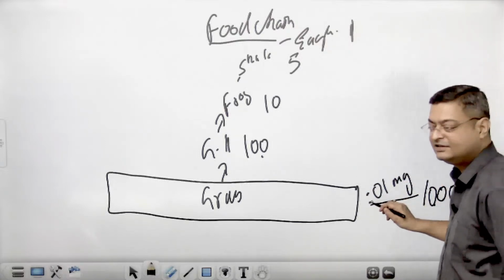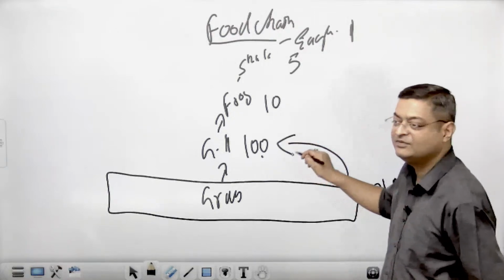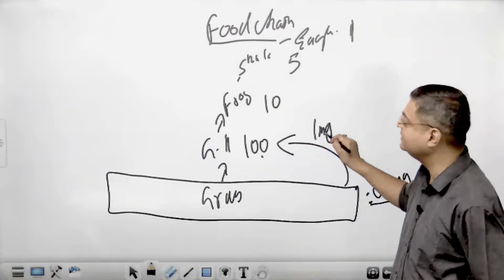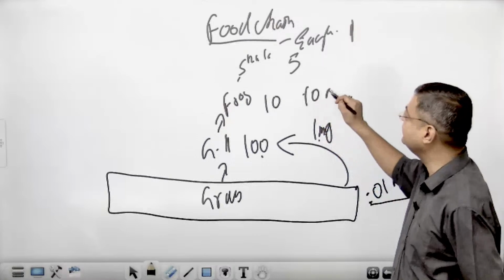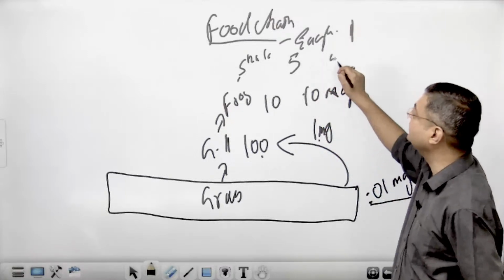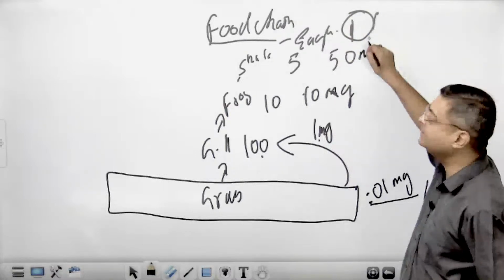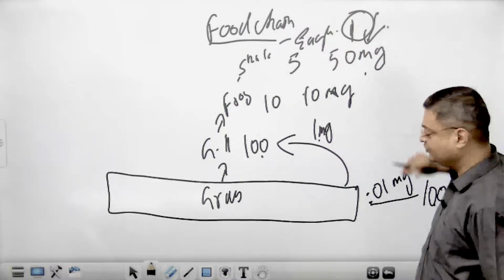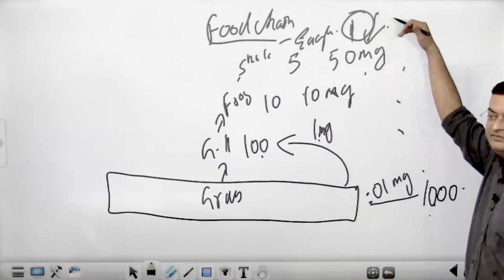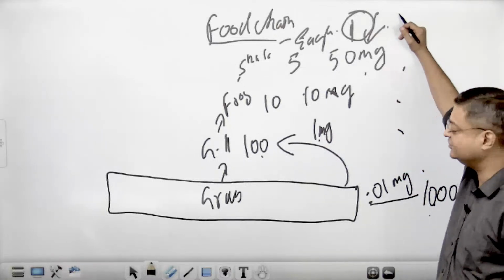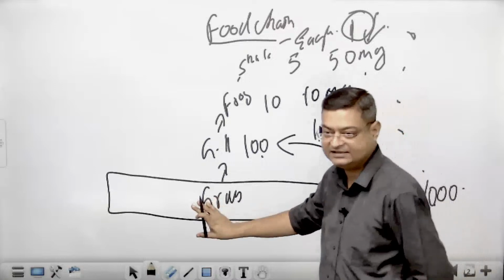मल्टीप्लाई करो. तो यहाँ पर क्या होगा? It will become approximately 1 mg. यहाँ पे कितना हो जाएगा? 10 milligram. यहाँ पे कितना हो जाएगा? 50 milligram. And if the eagle is eating it, it is directly consuming 50 milligram. So at each and every trophic level, there is increase in the concentration of pesticides and the fertilizers.